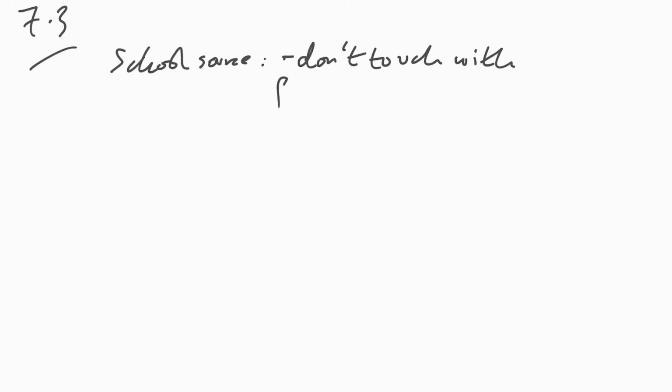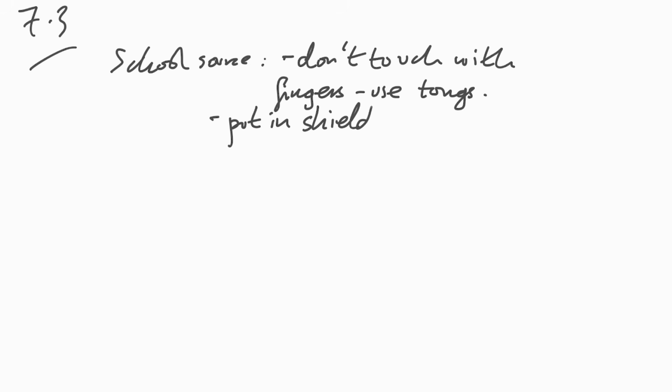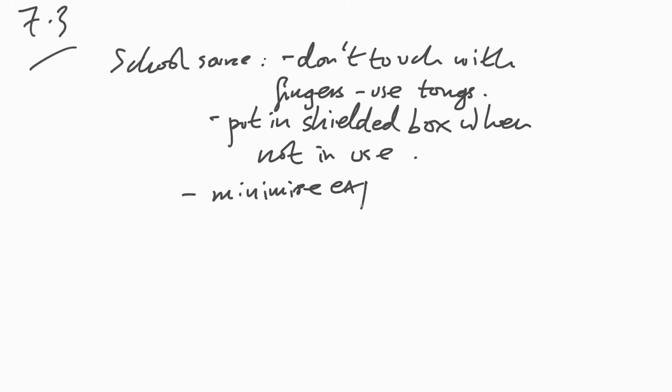Okay, 7.3. We have 2 different sources. One safety measure when using a source in a school lab with a low activity. So school source: don't touch with fingers, use tongs, put in shielded box when not in use, minimize exposure time. Hospital source, however, way more dangerous. So we're talking about your radiotherapy and that kind of thing.